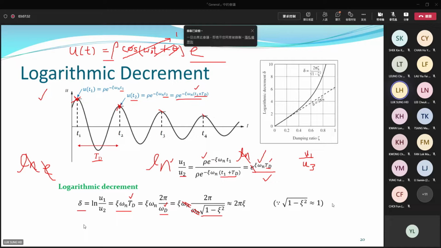We make an assumption: the square root of 1 minus damping ratio squared is approximately equal to 1, for small damping ratio, say 3%, or for example 5%. Squaring 5% becomes even smaller, and 1 minus a small value is about 1. That's why we can make this assumption, because we always consider small damping for structural problems. So the denominator becomes 1, and only 2 pi times the damping ratio remains.